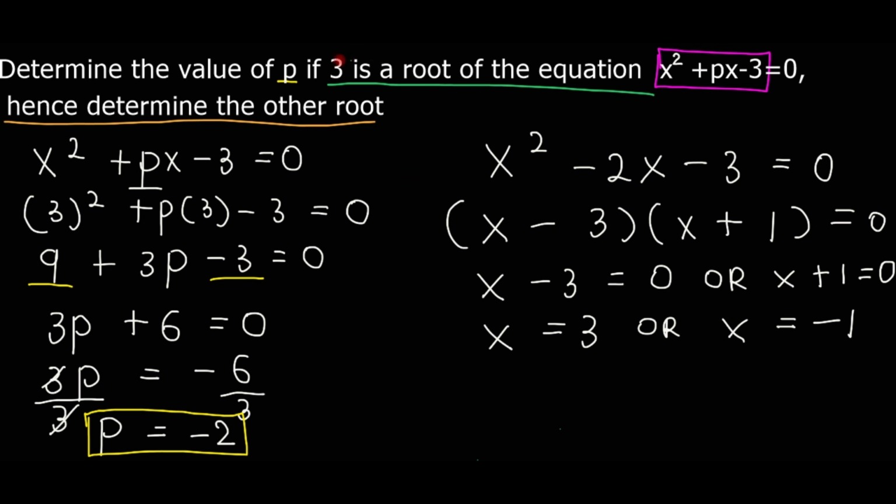We know that they gave us the first root, that it's positive 3, and indeed here we have positive 3, and then the other root, we say x is equal to minus 1. So minus 1 is the other root. So we have answered this question. So that's it for this problem.